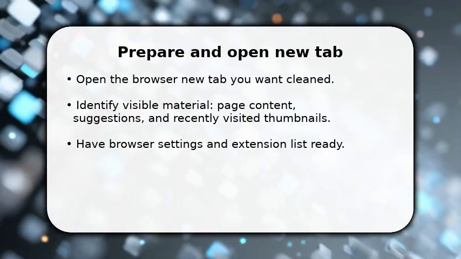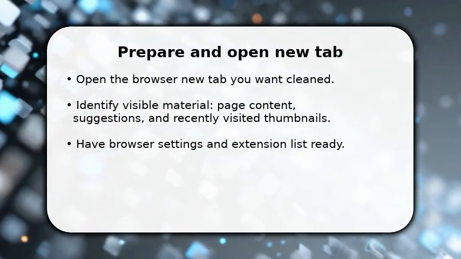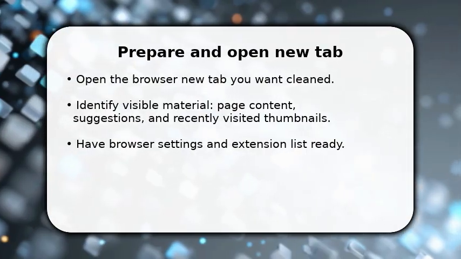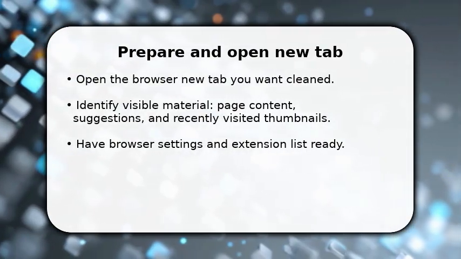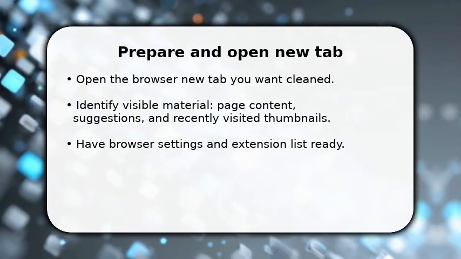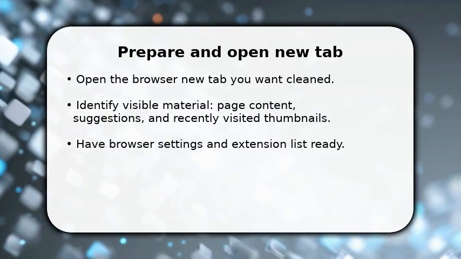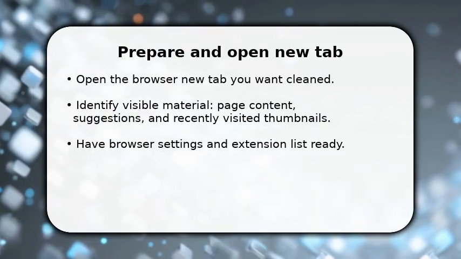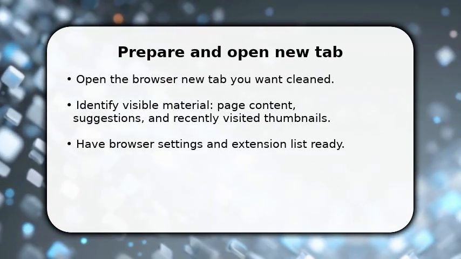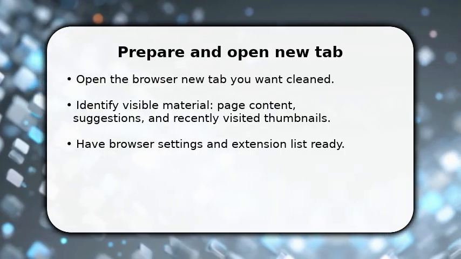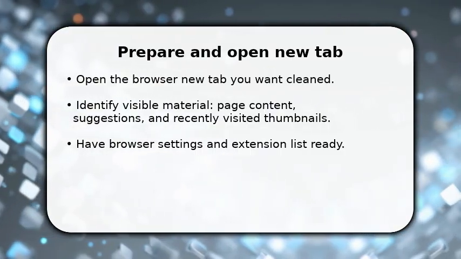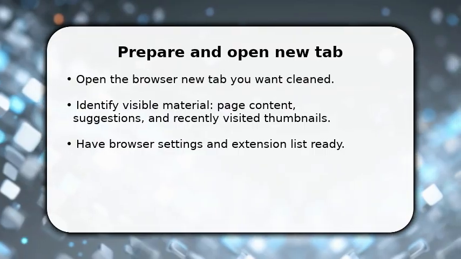Enjoy the video. You start by opening the new tab that shows the material you want removed. Focus on the visible items and mental checklist. Once done, inspect thumbnails, search suggestions, and any embedded content so you know what to remove. Make sure to open the browser settings and the extensions page concurrently so you can act without switching context. This step prevents guessing and saves time.